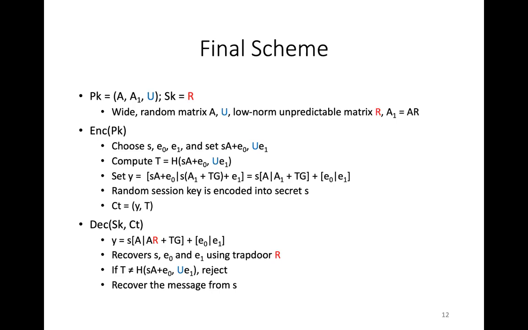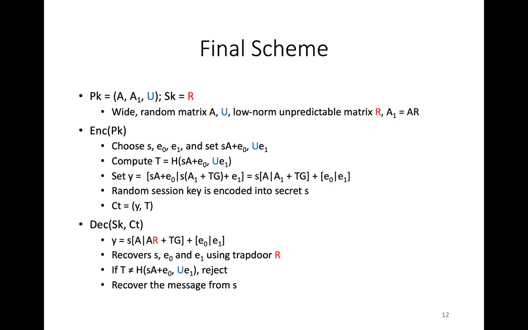By the way, how do we encode the randomization key? We put it into the secret S, but we can also have other ways to do it. This is not really important. Anyway, the ciphertext still consists of two parts, Y and T. To decrypt, we just do the same thing.